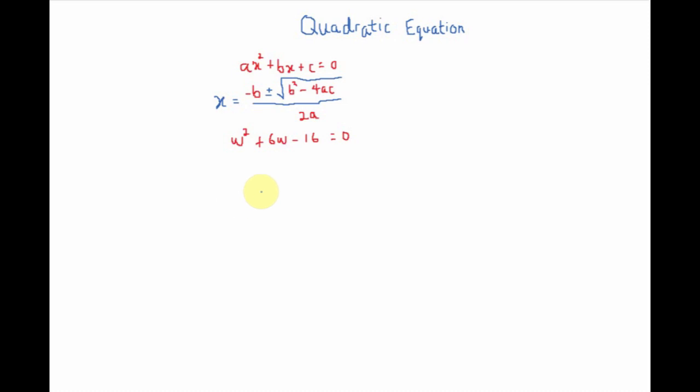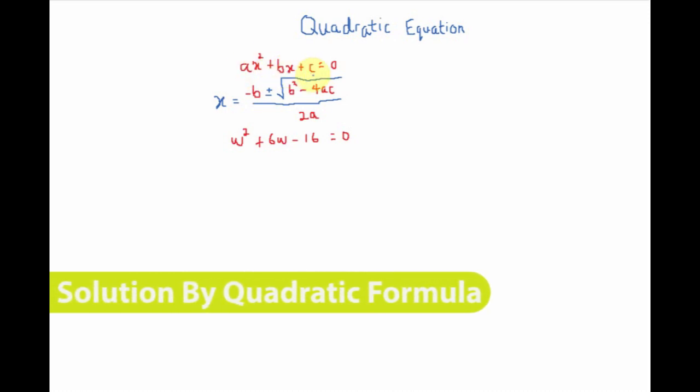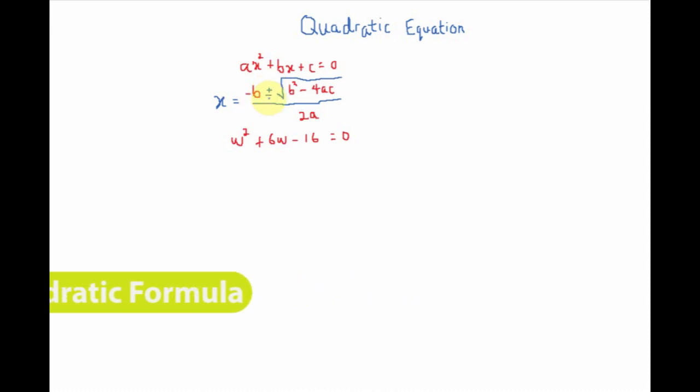In this video, we'll be talking about the quadratic formula. The general equation of a quadratic equation is ax squared plus bx plus c is equal to 0. And the quadratic formula is written as x is equal to minus b plus or minus square root of b squared minus 4ac over 2a. We'll be using the quadratic formula to find the roots of quadratic equations.